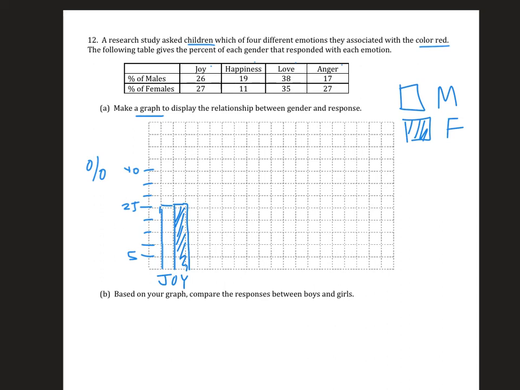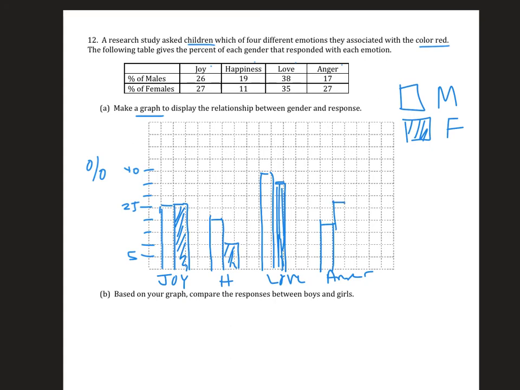So happiness is 19, which is about here, and then 11, which is kind of small here. Okay, so that's happiness. Love was 38 for men. Okay, so this is for love, and 35 for women. Interesting. I don't know how accurate this data is. And then anger, 17 for men, so maybe about there. And then 27 for women.